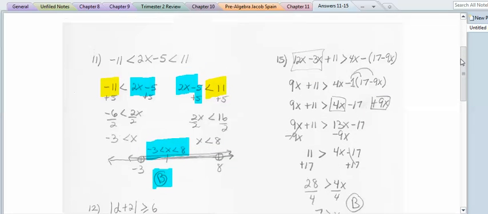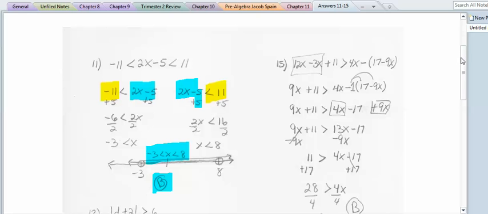Okay, and number 15, a little complicated problem, a little bit more to it. So we've got combining like terms on the side of the inequality first. We're going to put those together to get 9x. And then here, we've got this next step. We're going to do our distributive property right here. And we ended up with a -17 and a +9, because this is an invisible 1. They don't write it up here, but it's there.